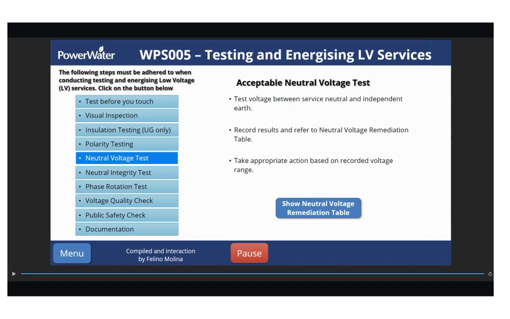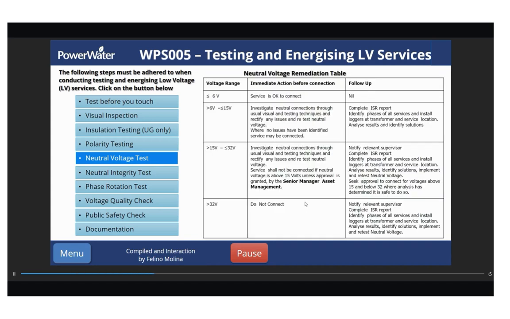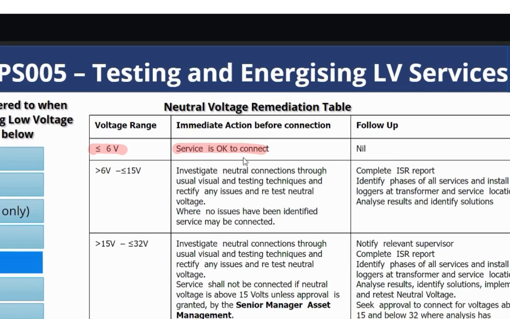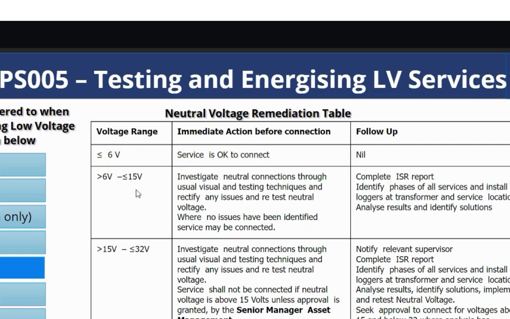In this session, we'll cover the neutral voltage test, which measures the voltage between the service neutral and an independent earth. Here's a reference from WPS005. If the neutral voltage is less than 6 volts, the service is okay to connect.